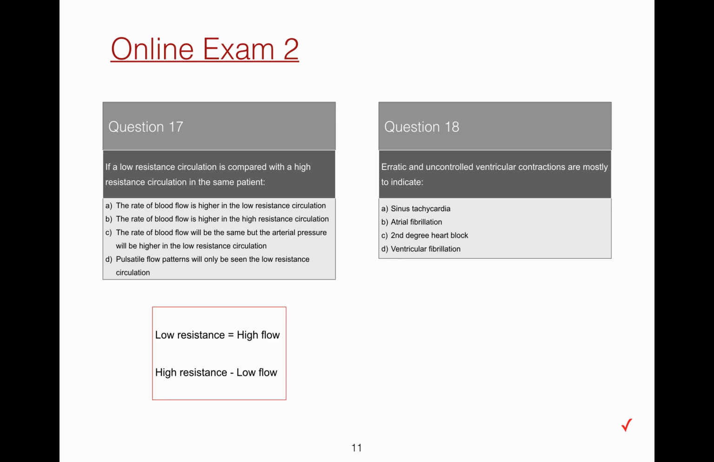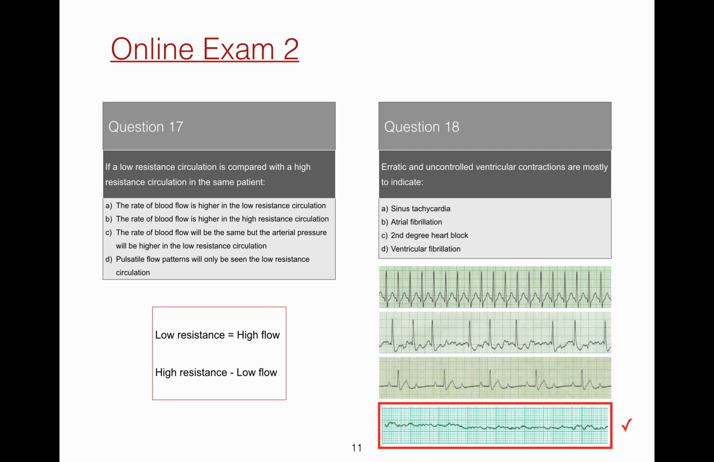And 18. Erratic and uncontrolled ventricular contractions are most likely to indicate what? Ventricular fibrillation is characterized by erratic and uncontrolled ventricular contractions.